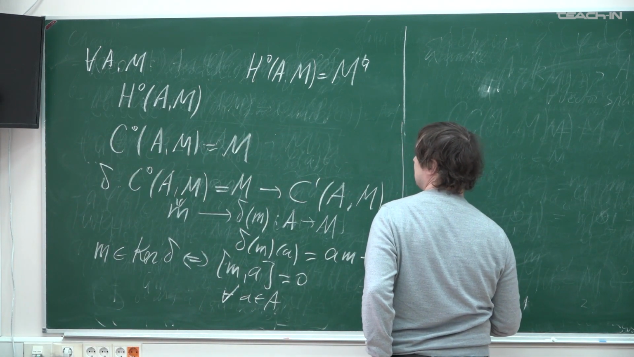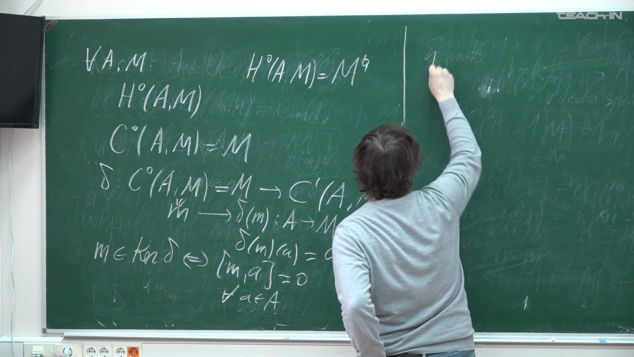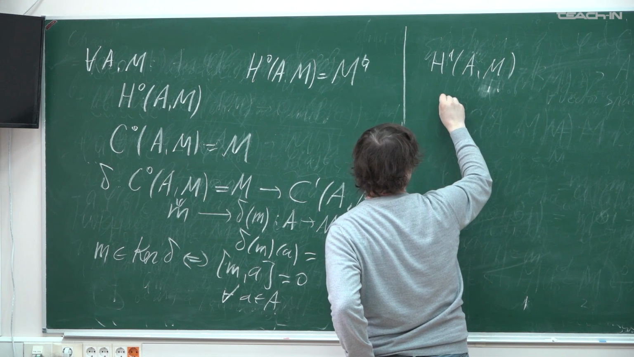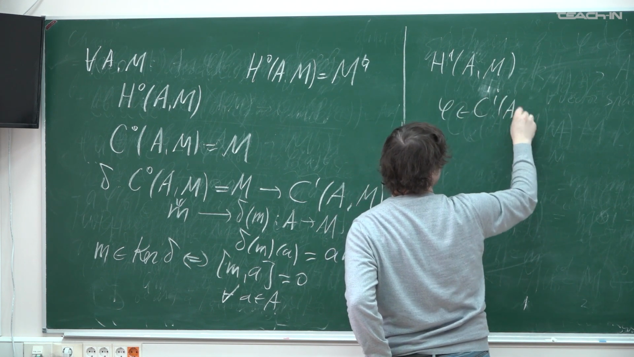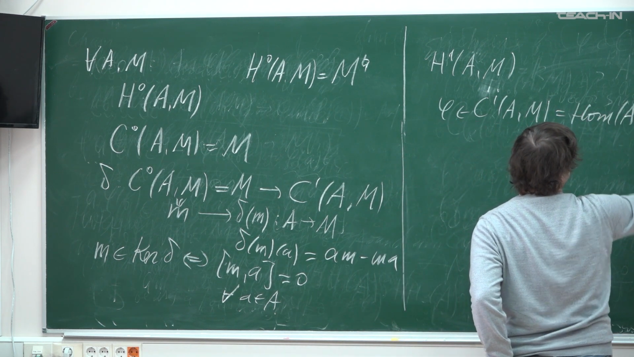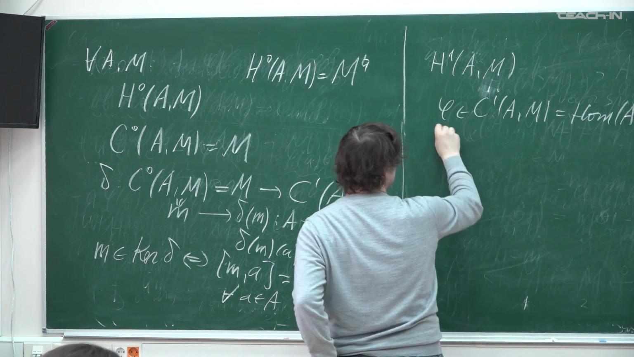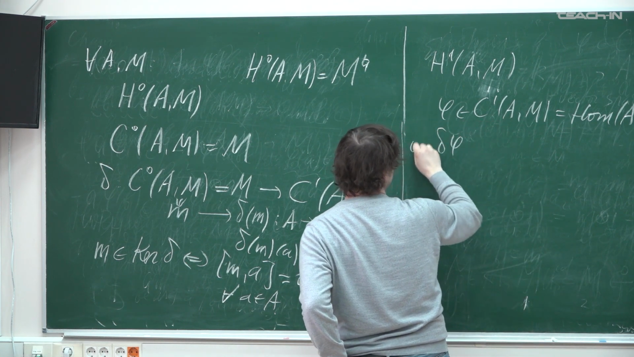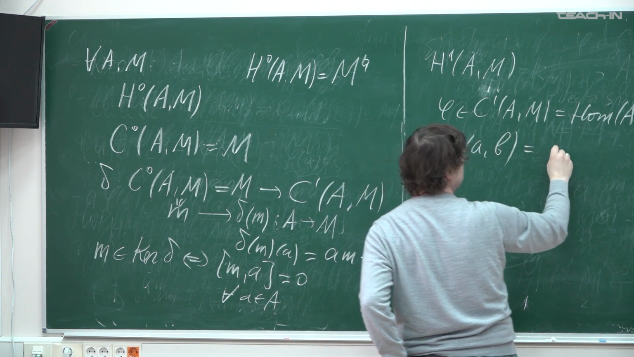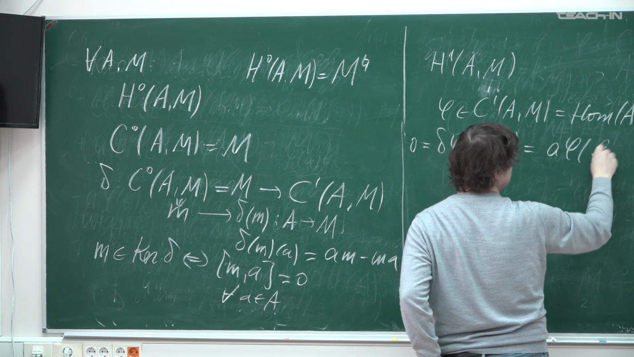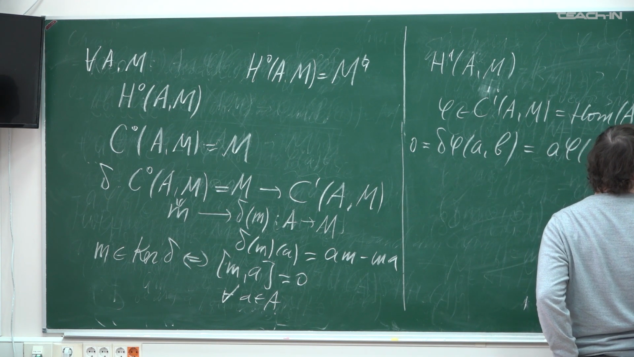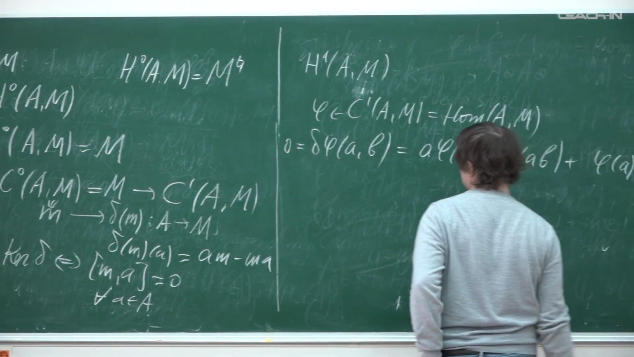In this case, we can even say something about the structure of H1 of A, M. Now let us consider an element phi in C1 of A, M, which is just the space of all homomorphisms from A into M. Then delta of phi is equal to 0 if and only if for all a and b we have the following equation: a phi of b minus phi of ab plus phi of a times b is equal to 0.